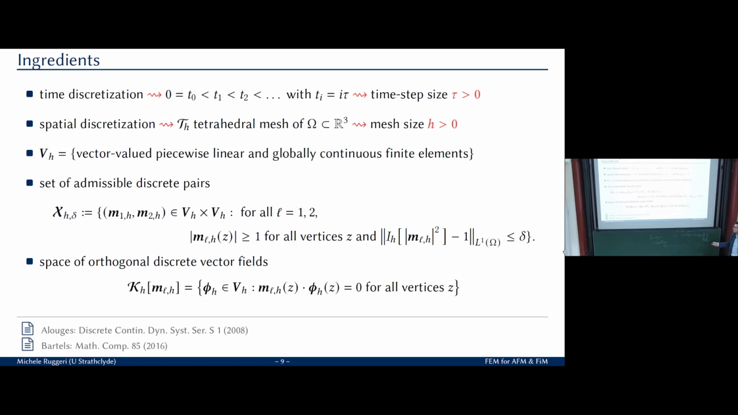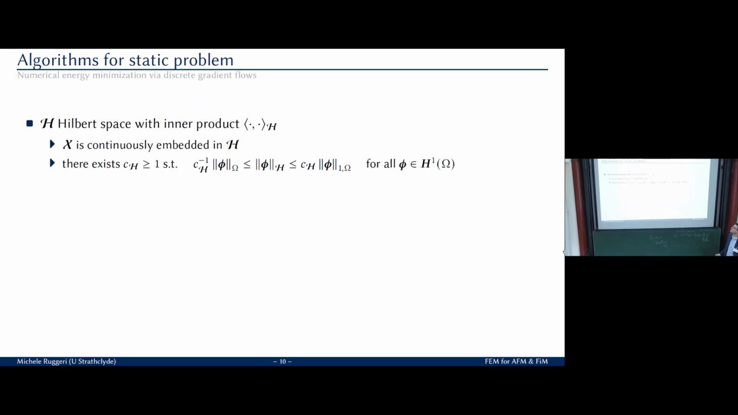And yeah, two important references are, for instance, this work by Alouche for the Landau-Lifshitz-Gilbert equation in micromagnetics, or this work by Søren Bartels for harmonic maps. Okay? Let's start. I will consider algorithms for the static problem, so for computing minimizers. My approach will be essentially to set up a gradient flow, which will induce an energy decrease in dynamics, and then to approximate it with a time-stepping method, so that I will get an iterative algorithm.